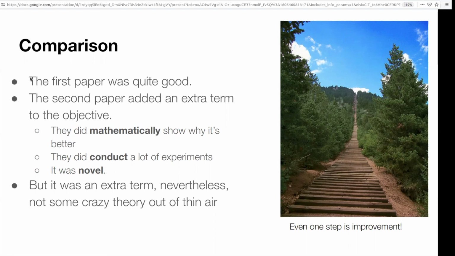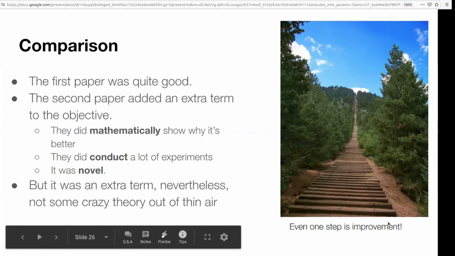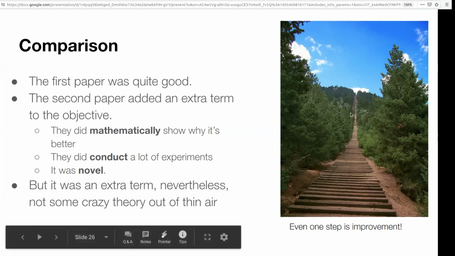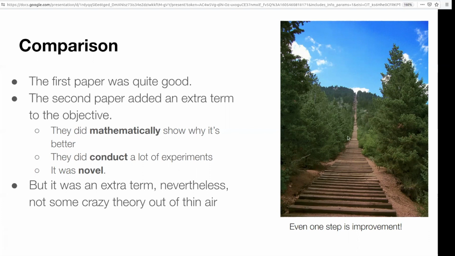And also the picture on the right, I want to show that even one step is an improvement. So even if you're going up one step, you're going up. You're slowly advancing the limits of human knowledge, slowly going up and up and up. If you're curious where this picture is from, this is from a place called the Manitou Incline in Colorado Springs. There's actually a false summit here. It's the height of the Empire State Building in stairs.